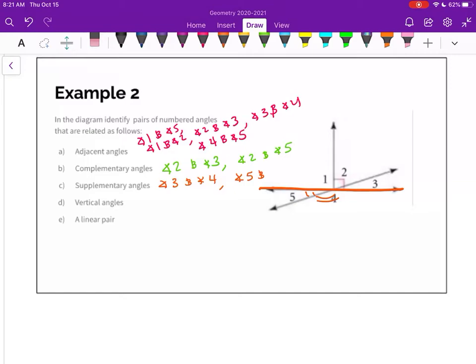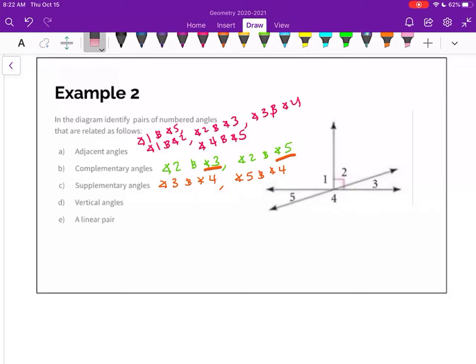And wouldn't it have to be true that angle 5 and angle 3 have to be the same measure? If they both add up to 180 with angle 4, then angle 3 and angle 5 have to be the same, which is why they're both complementary to angle 2. So there we go. Vertical angles.